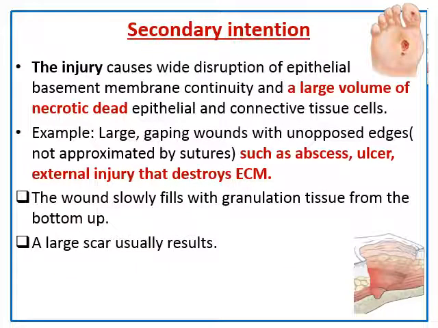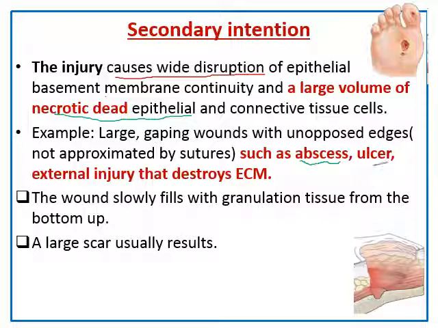While in secondary intention, the injury causes wide disruption of epithelial basement membrane continuity and a large volume of necrotic dead epithelial and connective tissue cells. For example, large gaping wounds with unopposed edges not approximated by sutures, such as abscess. Yes, of course, abscess will heal by secondary intention because there is extensive tissue loss and infection, and we couldn't get the two edges of the lesion opposed together.